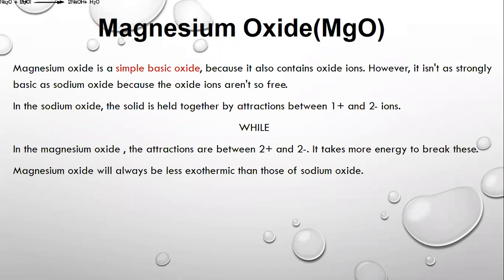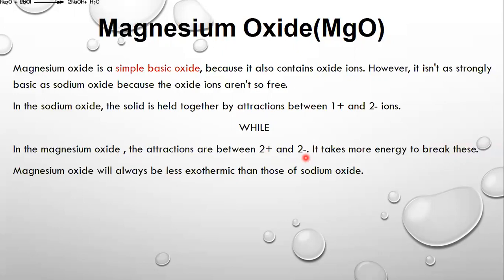Next is magnesium oxide. Again, magnesium oxide is simply a basic oxide. It again contains oxide ion, but it is not as strong as sodium oxide because these oxide ions are not so free. What does it mean? Actually, in sodium oxide, the solid is held together by attraction of +1 and -2, that is, sodium has +1 charge and oxygen has -2 charge. While in magnesium oxide, the attraction is between +2 and -2, that is magnesium +2 and oxygen -2.